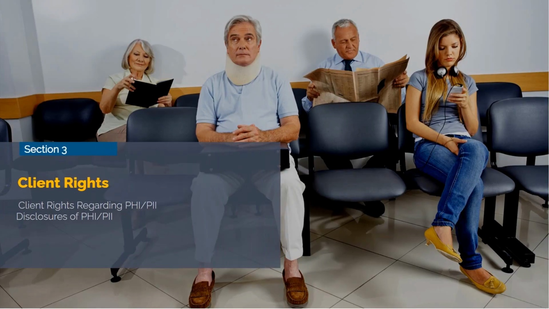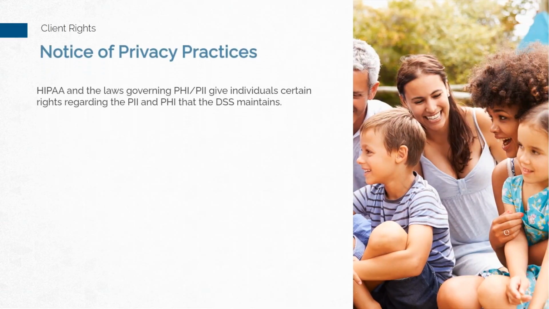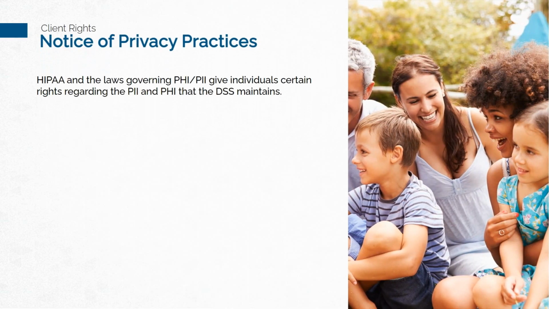Client rights. In this section, we will go over the rights that DSS clients have regarding their PHI and PII, as well as how to handle a request for an account of disclosures of confidential information. HIPAA and the laws governing PHI and PII give individuals certain rights over the confidential information that DSS maintains.